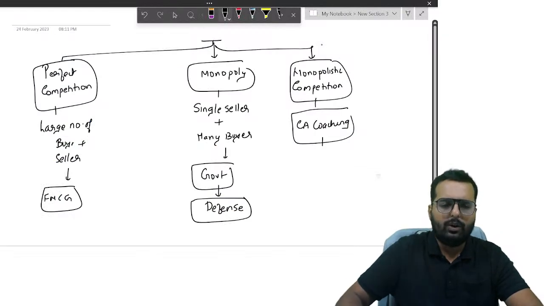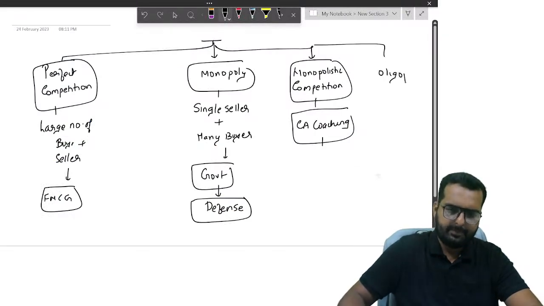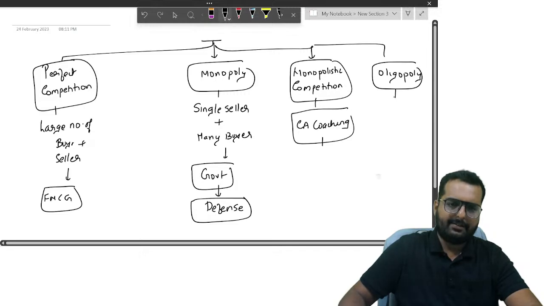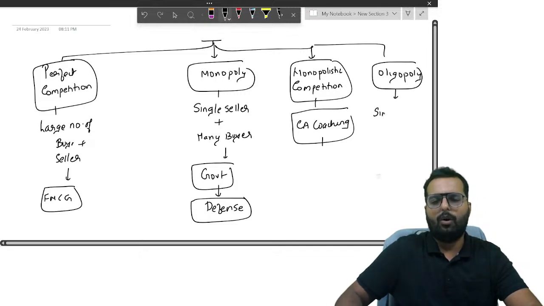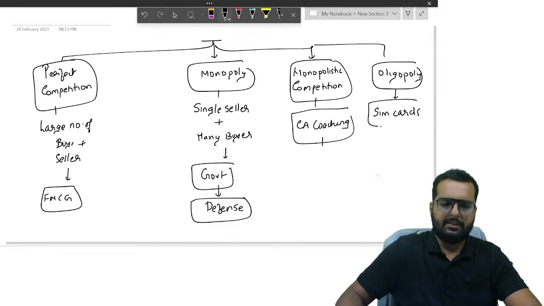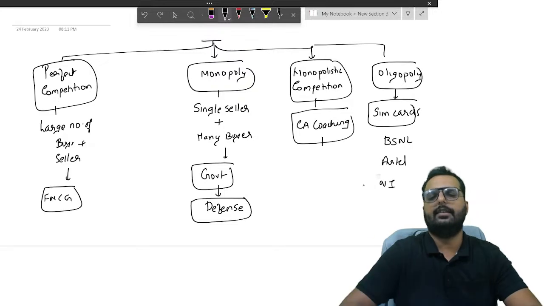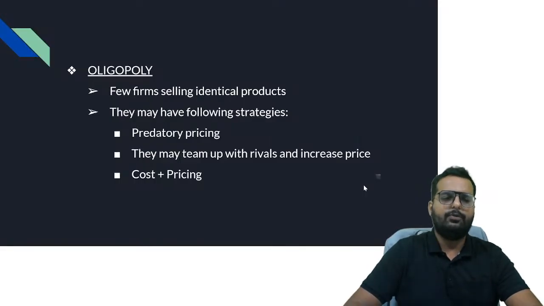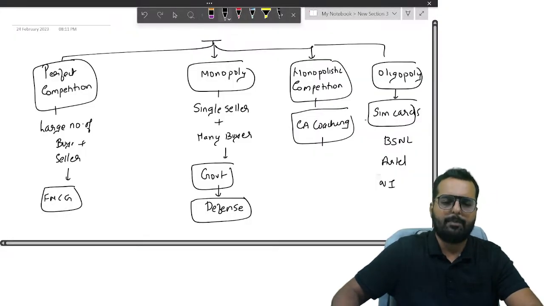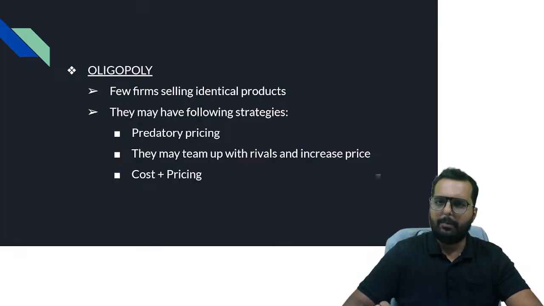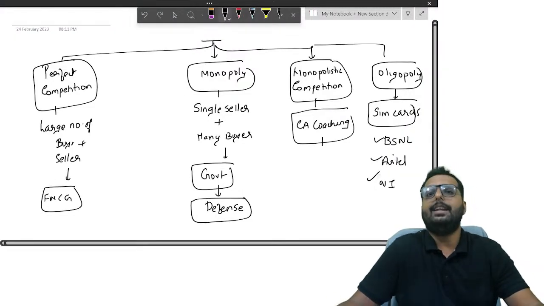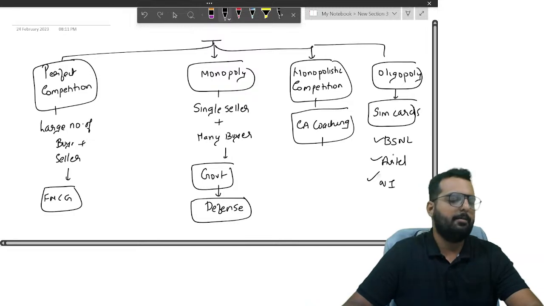Last one is called oligopoly. Best example for oligopoly is all the SIM cards. Which are the SIM cards that you are looking at? BSNL is there, Airtel is there, Vodafone Idea is there, etc. Why? Because these few firms are selling identical products. You make a call from BSNL, Airtel or Vodafone, you will be able to make a similar call, similar product, but there are not many sellers. There are only limited sellers in the market.